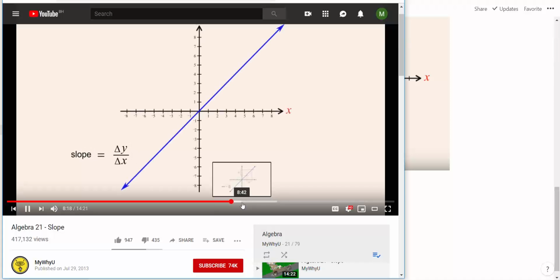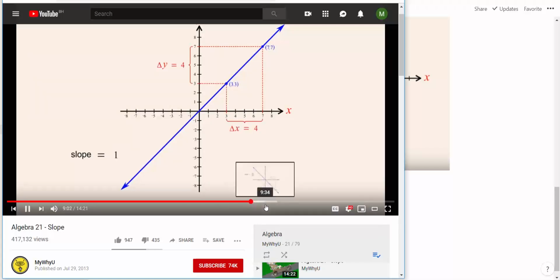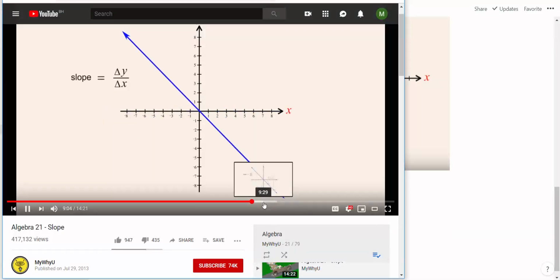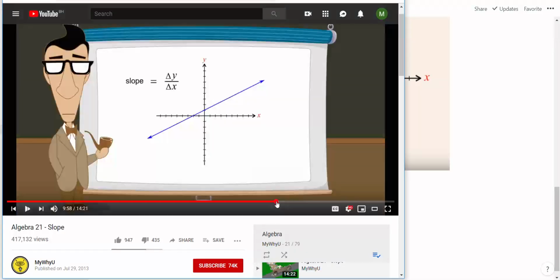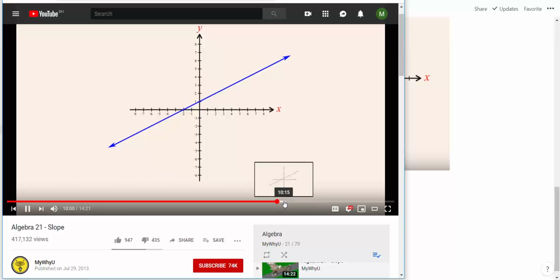As an example, let's use this to calculate the slope for a line which runs through 2 points with coordinates 3, 3 and 7, 7. As a second example, let's calculate the slope for a line which runs through a different pair of points, 4, 3 and -6, -2.